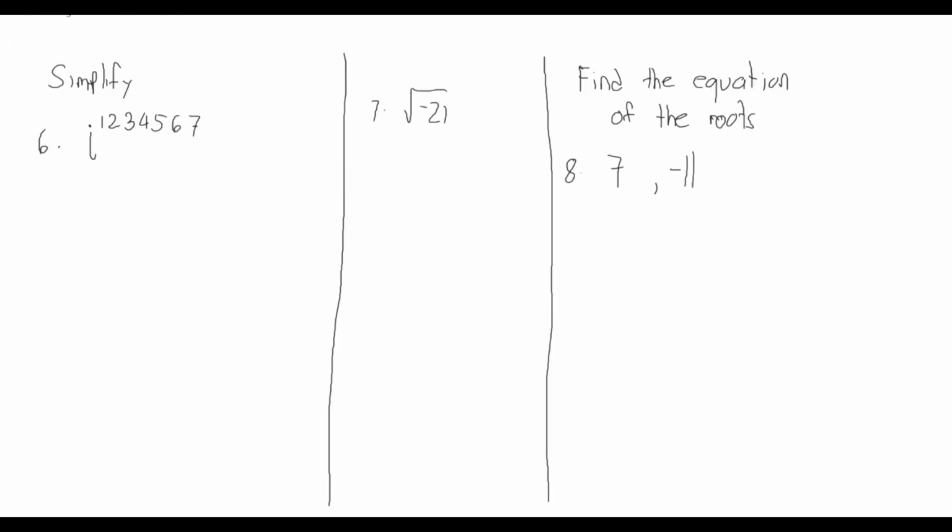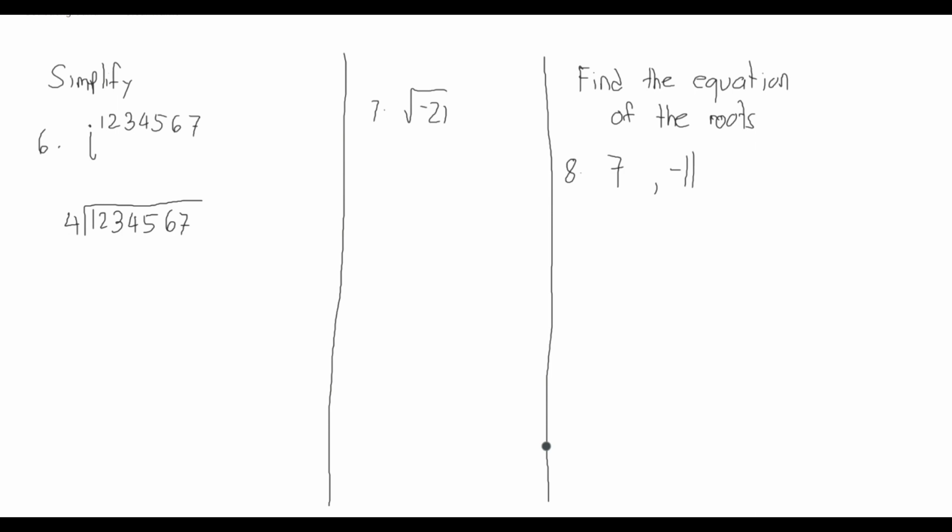So, simplifying i. How do we simplify expressions in terms of i? In this one, you have i raised to 7. Now, how do we simplify this one? The first thing you need to do is to get the exponent, 7. And then, you divide it by 4. After you divide by 4, take the remainder.